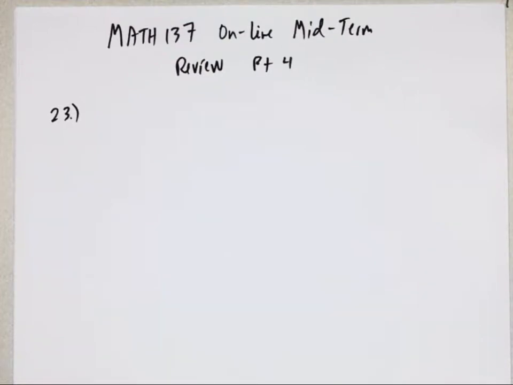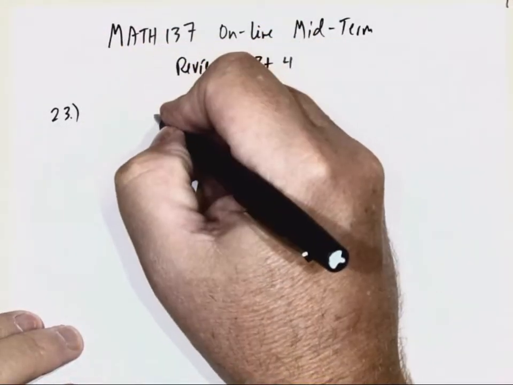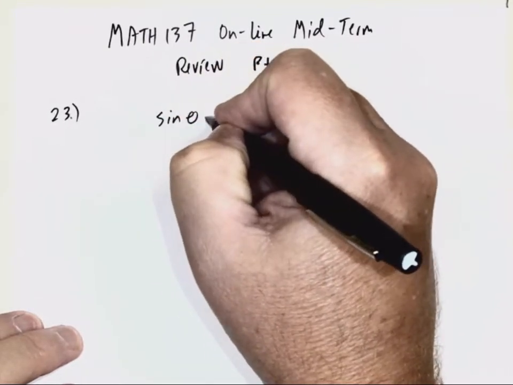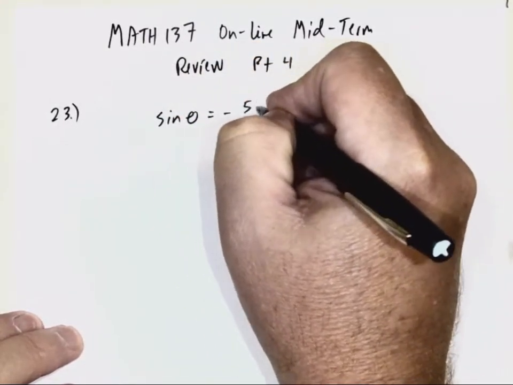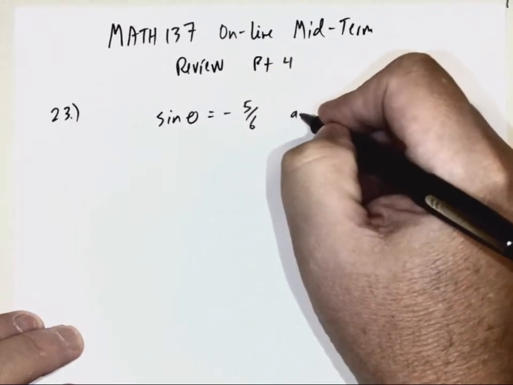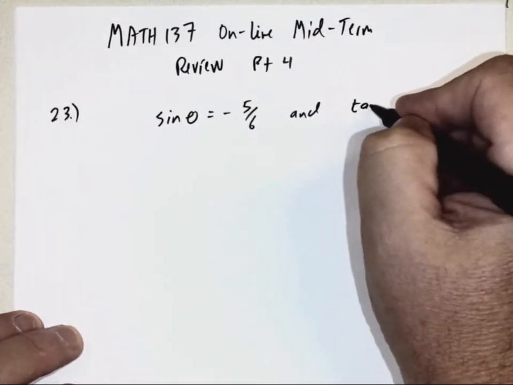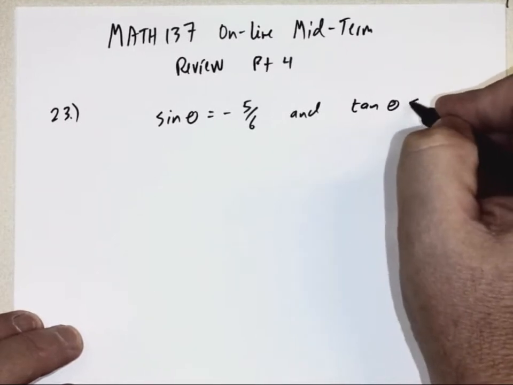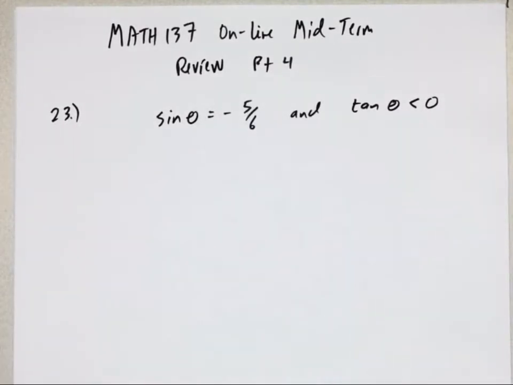Okay, we're now ready for problem 23 of this midterm review. Problem 23 says, find the exact value of each of the remaining trig functions of theta. And here's what they tell us. They tell us sine of theta equals negative 5/6, and the tangent of theta is less than 0. So we've got this angle theta, and they give us the sine, and they want us to find the cosine, tangent, cosecant, secant, cotangent.